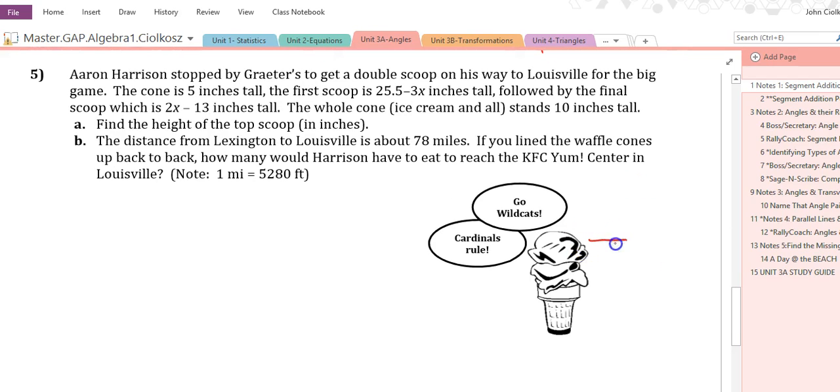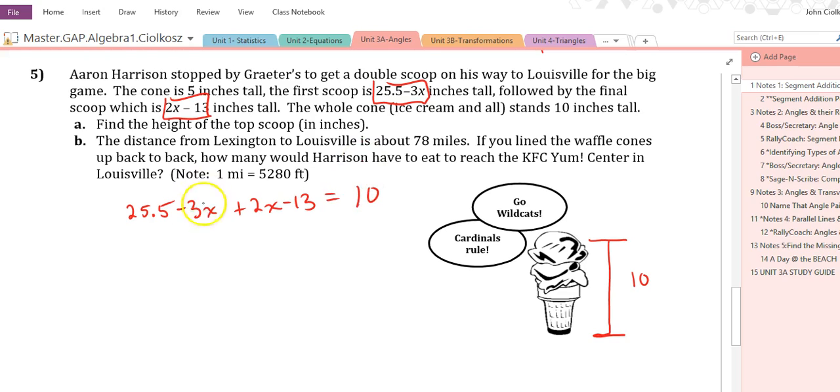So here's a nice cone. So let's think about the height of this thing. So, the whole thing is 10. In our two small parts here, and here. So, if we add those together, we should get 10. So let's think. We have 25.5 minus 3x plus 2x minus 13. And it's equal to 10.